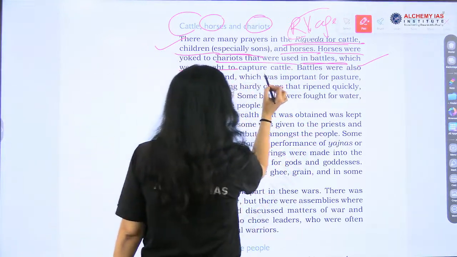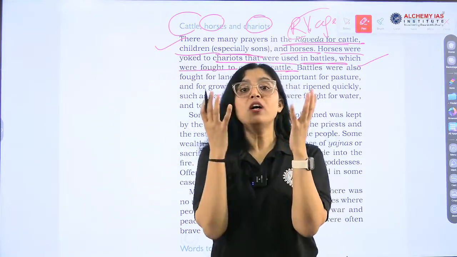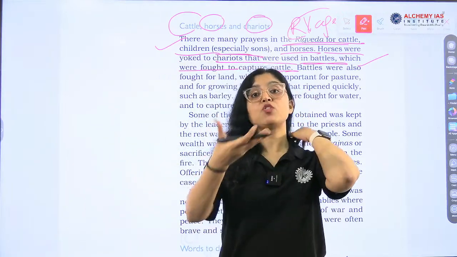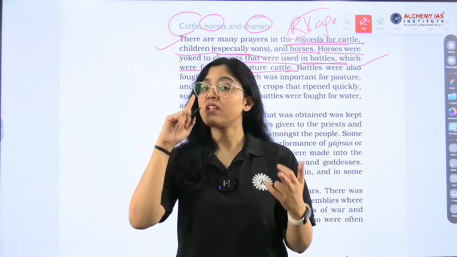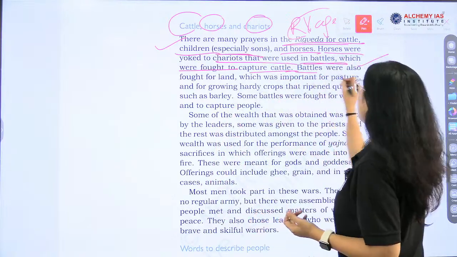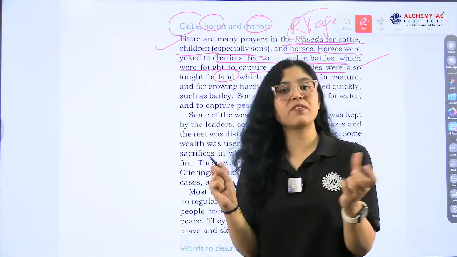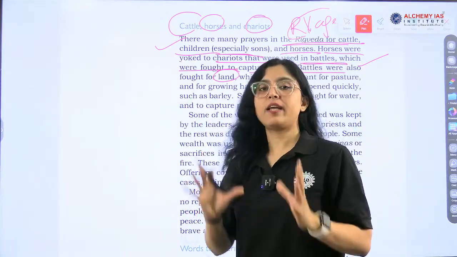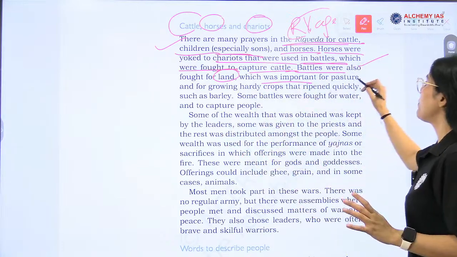Who fought to capture the cattle. So it has also told us about the purpose of the battle. The purpose was to capture the cattle. So cattle was important, horses were important and the rivers were important, right? Battles were also fought for land. See, political boundaries were not there. So battles were there for land but totally different concept, which was important for pasture.